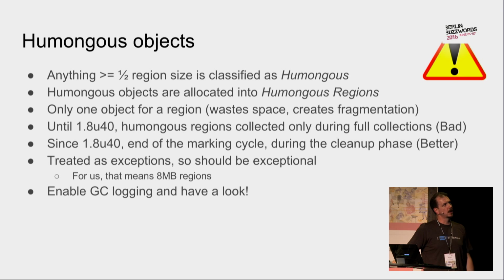In our case, with 12 gig heaps, we saw region sizes being calculated at 4 megs, which meant anything 2 megs or larger was being allocated as humongous. There were a bit too many of them, and it kind of destroyed the efficiency of the collector. So we have since set that up to 8. That's something to keep in mind. Enable GC logging and have a look at that. It's pretty obvious when you're getting too many humongous allocations.